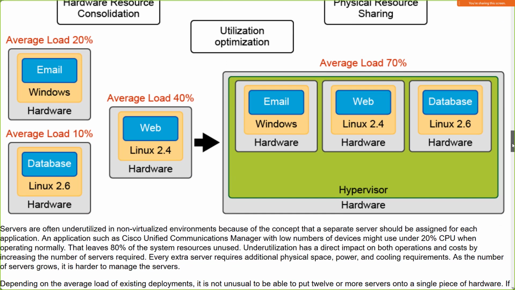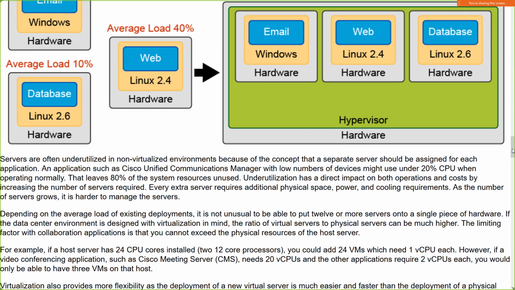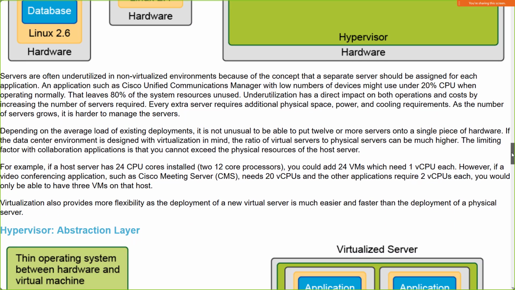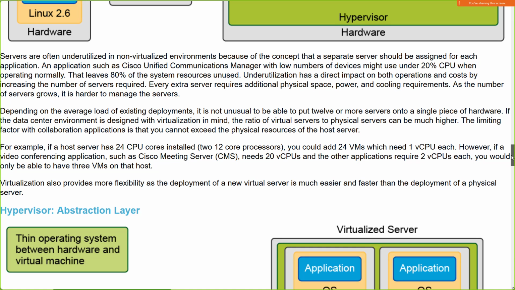So we can allocate resources through the hypervisor, which has access to the hardware. A Windows server running email might require different types of resources than a Linux server running web applications, or a Linux server running maybe a database application, and so on. So we can start to allocate specific amounts of hardware based on the loading conditions and the requirements of each of those operating systems. So they give you an example here.